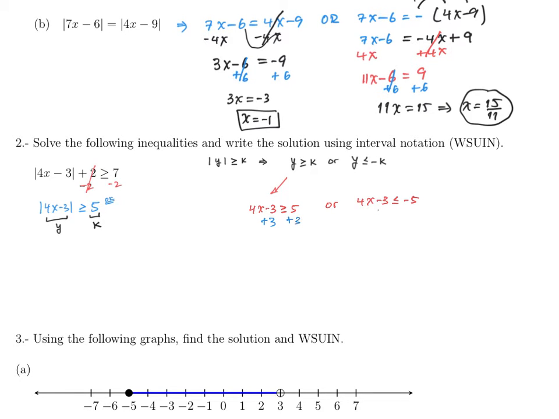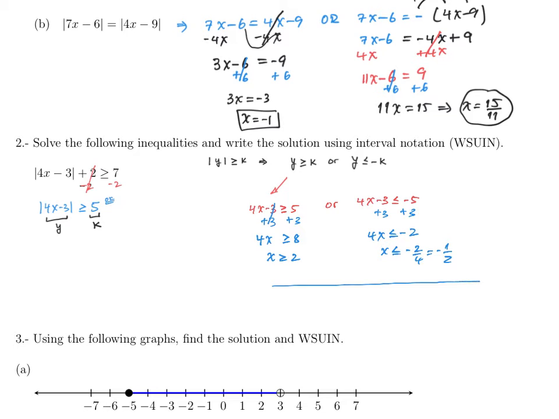So add 3 to both sides. This will give you 4x greater than or equal to 8, or x is greater than or equal to 2. You divide by 4 on both sides. Here we have 4x less than or equal to minus 2, or x less than or equal to minus 2 over 4, or minus 1/2.